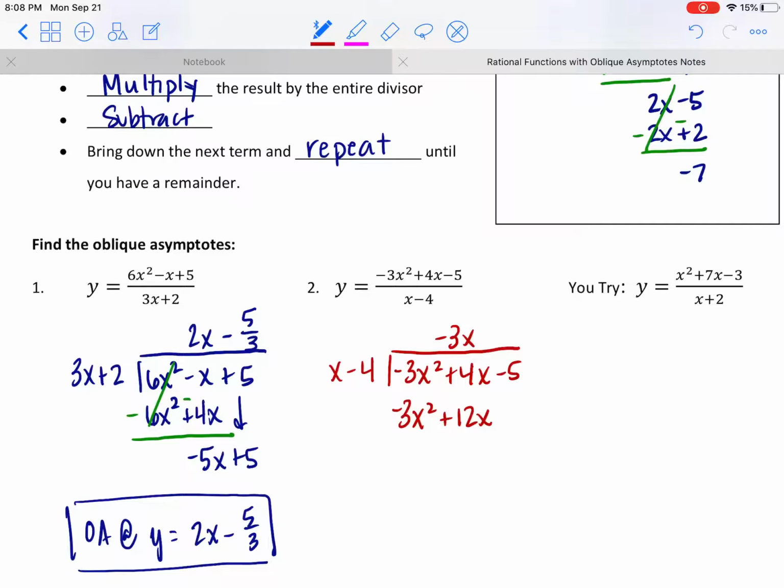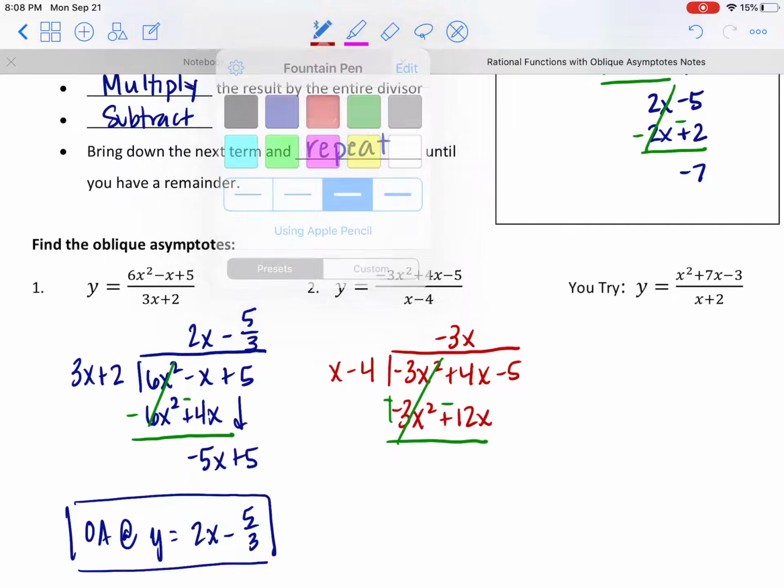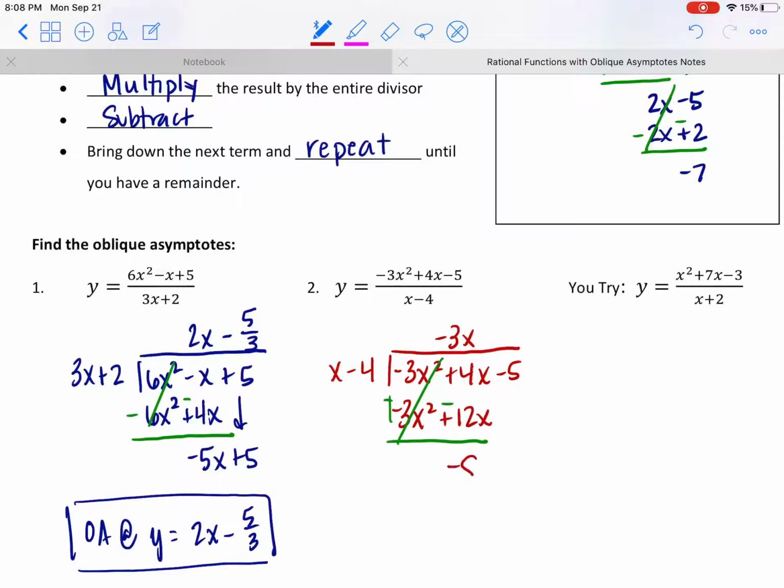I've got to subtract those. So if I subtract here and subtract here, minus a negative is going to make that a plus. So those will cancel. And 4 minus 12 is going to be negative 8x here. Technically this is coming down, but I only have to go one more step.